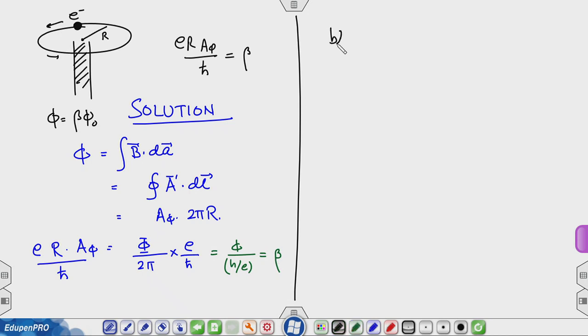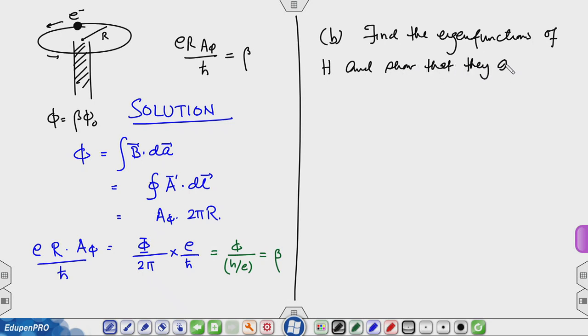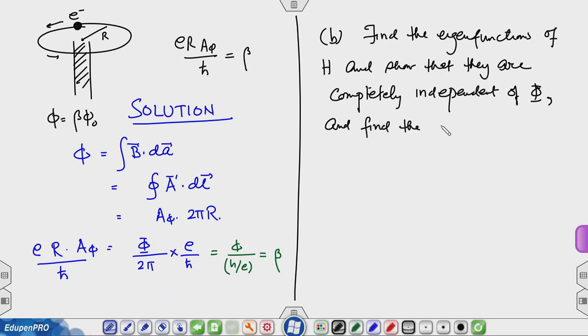Part B: find the eigenfunctions of H and show that they are completely independent of phi, and find the corresponding E.